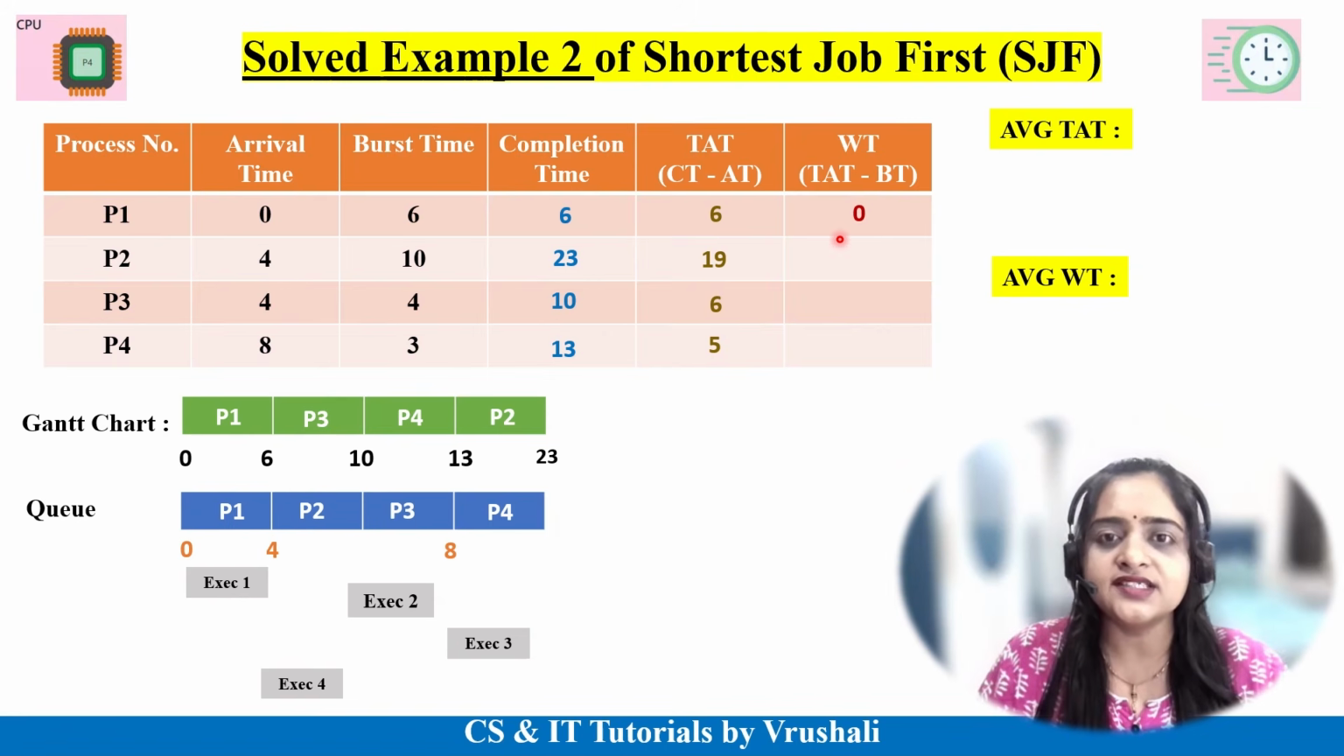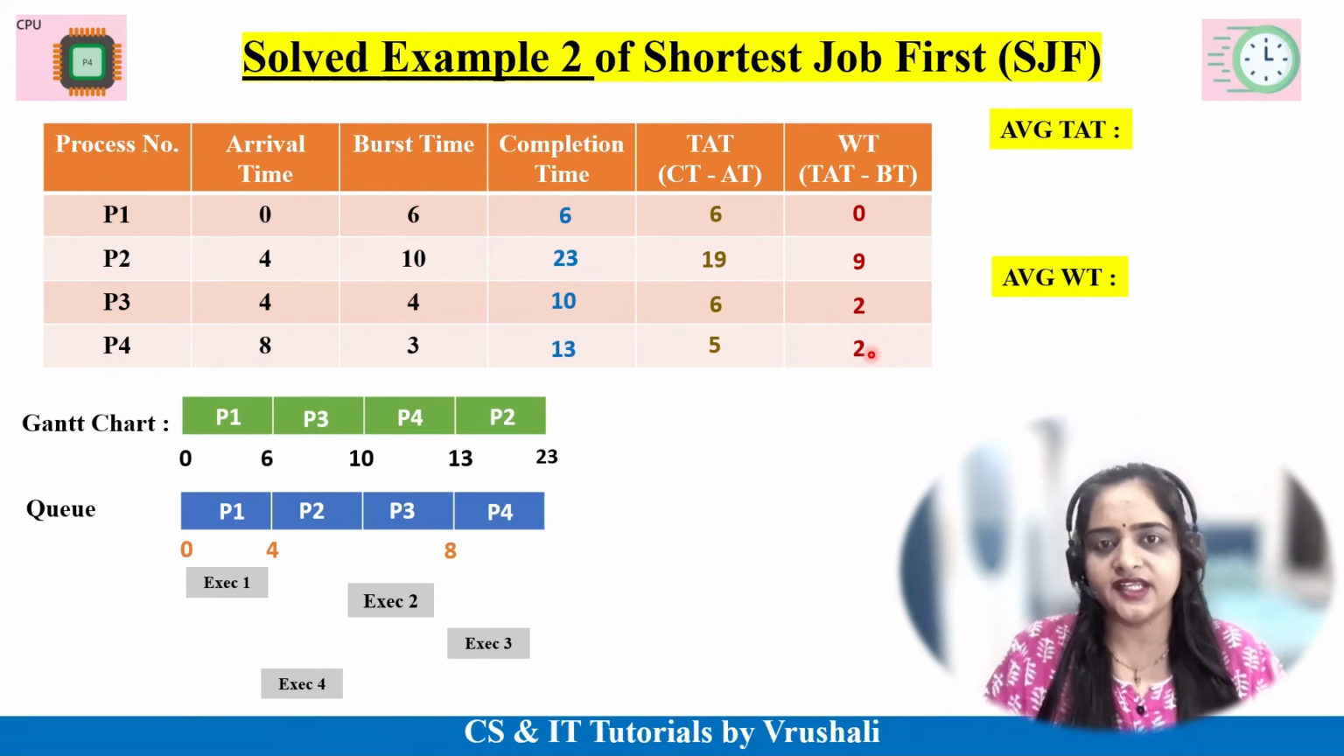So it required 0 units of waiting time. Next is the P2 process: 19 minus 10, that is 9 units. Next P3: 6 minus 4, that is 2. And last, the P4 process: 5 minus 3, that is 2. So these are the waiting times.